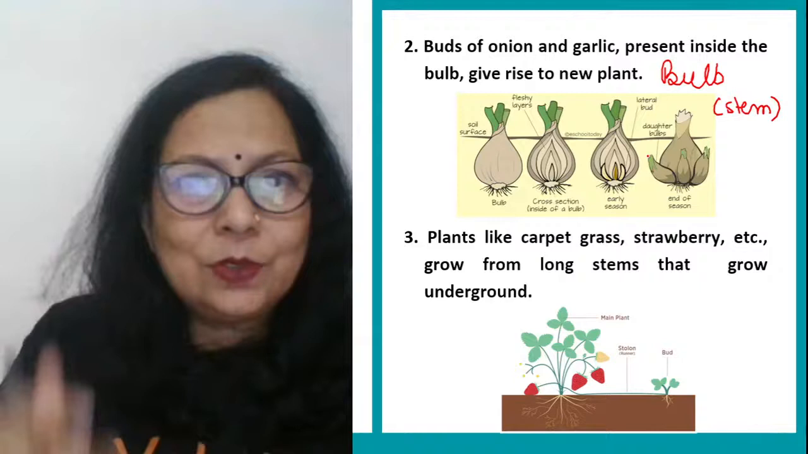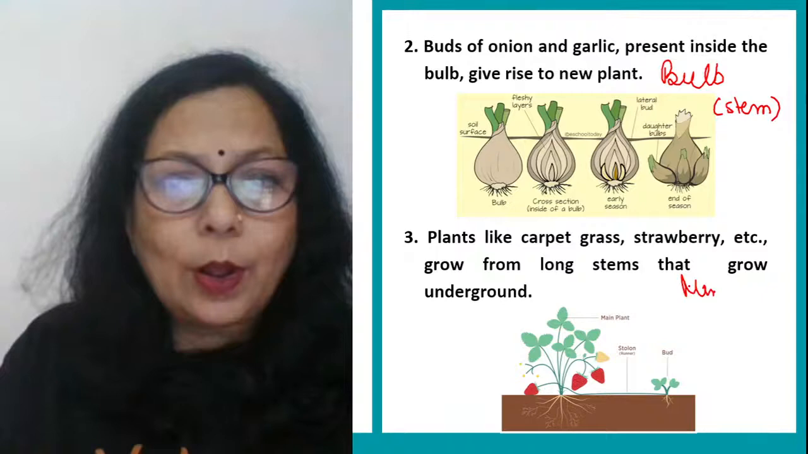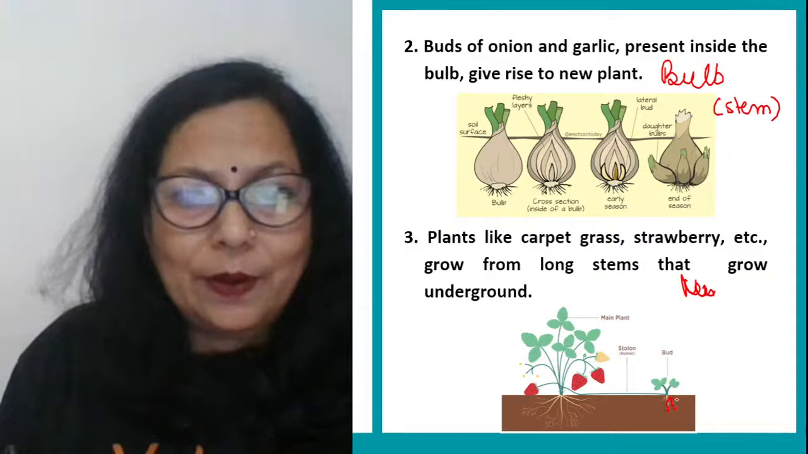Plants like carpet grass, strawberry, grow from long stems. Also mint, you can say. They grow from long stems. Means you bury the stem into the ground and then the roots will develop from here. This is called layering also.